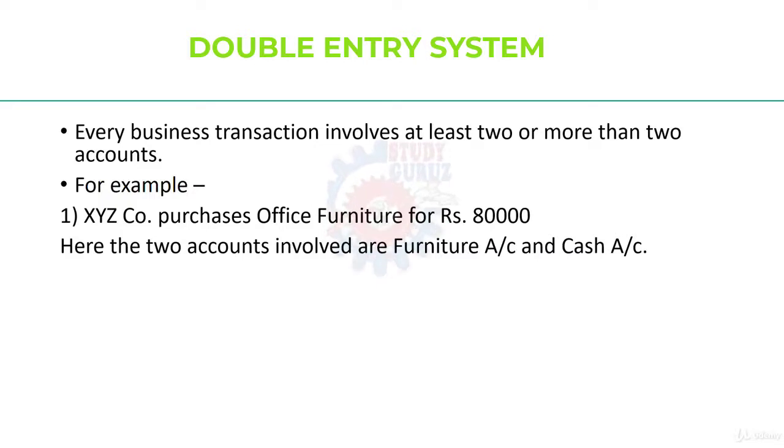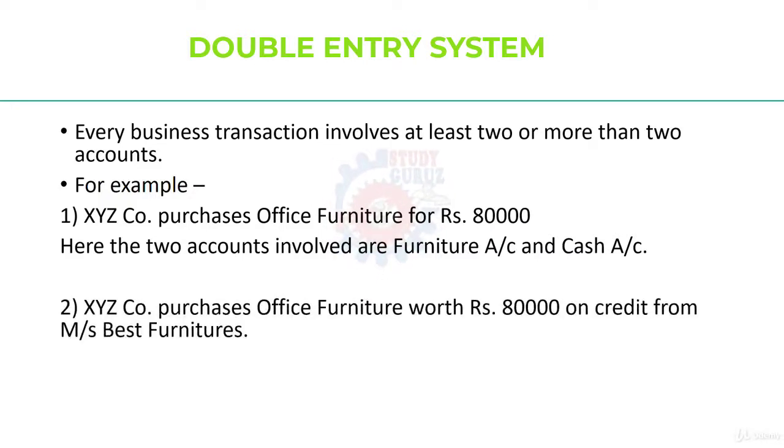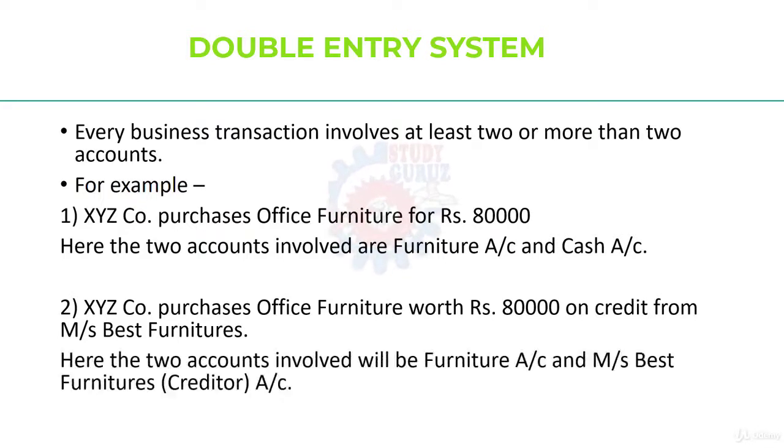Now look at example number 2. XYZ company purchases office furniture worth Rs 80,000 on credit from Messrs. Best Furnitures. Here, the business is purchasing office furniture but not on cash. The business is buying it on credit. So now, what two accounts are impacted here? First one would be office furniture account, and the second one would be creditors account. Since the business has bought furniture on credit, it has created creditors for its business, to whom the business will have to pay off the money in future.